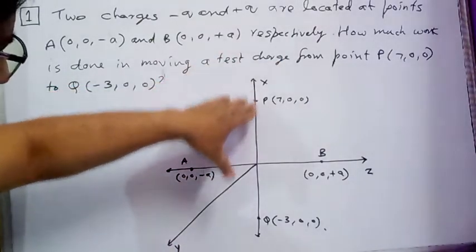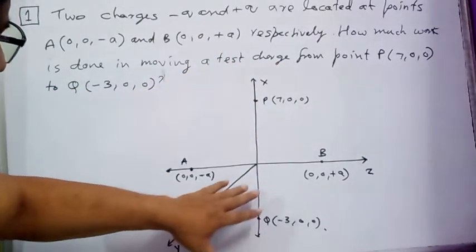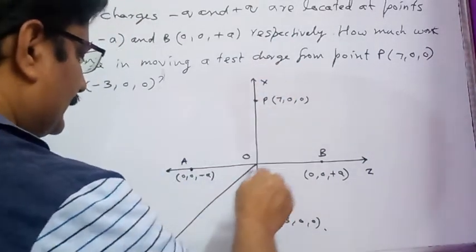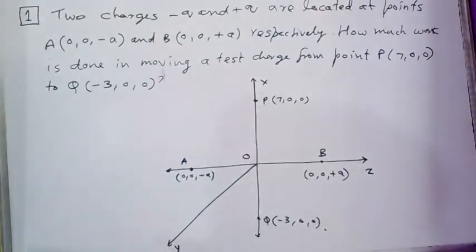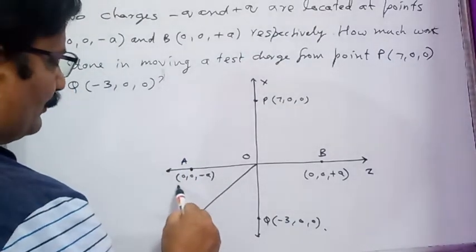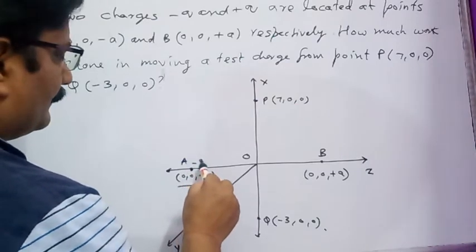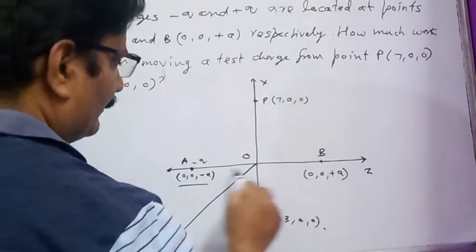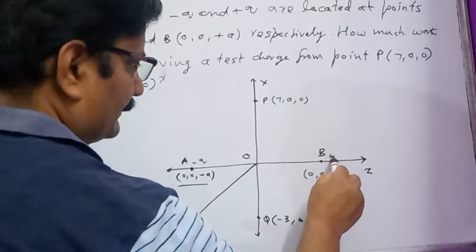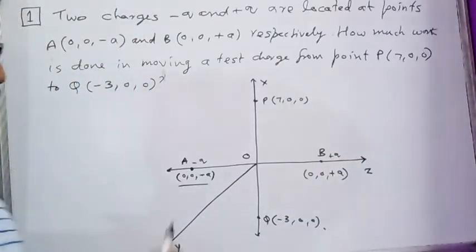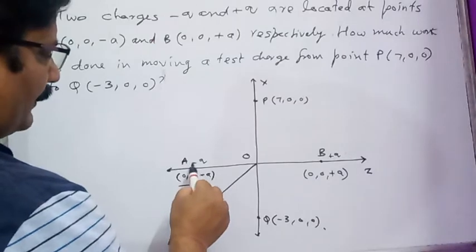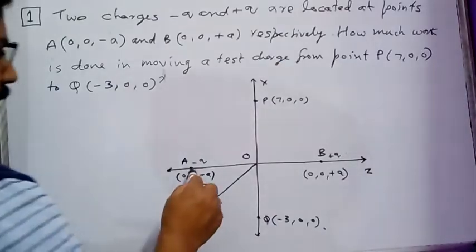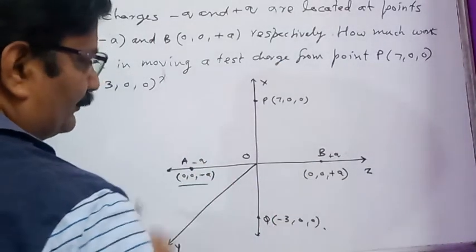So students, suppose this is a coordinate system. This is the origin, z axis, x axis, and this is the y axis. So point A (0, 0, minus a) is here with the minus q charge, and point B (0, 0, plus a) is on the z axis with charge plus q. So you can see these two charges are forming a dipole, a minus q and a plus q charge.